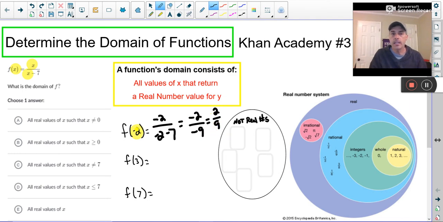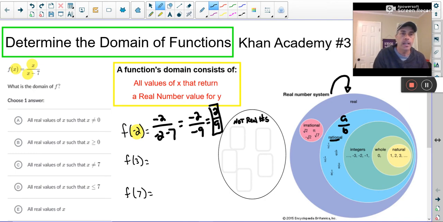So is -2 a part of the domain? Well, a function's domain consists of all values of x that return a real number value for y. So is this output 2/9 a real number? Well, our real number system consists of natural, whole, integer, rational, and irrational numbers. So 2/9 is a rational number. It is two numbers divided by each other. And so yes, it is a real number. So -2 should be part of the domain.